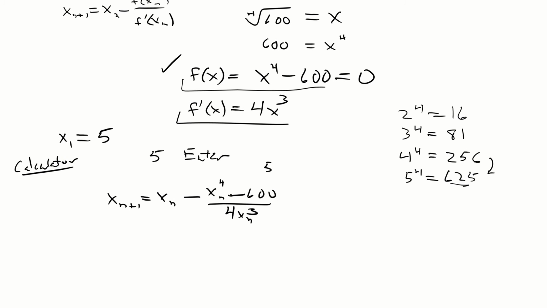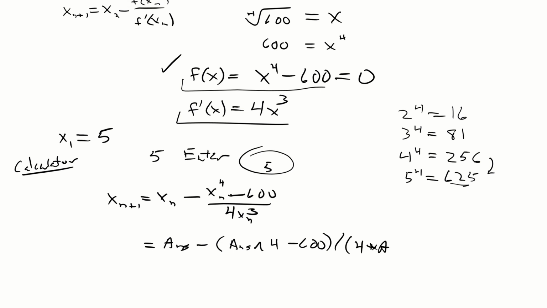So for me, since I already put 5 in the calculator, I'm going to hit shift and answer. Minus, and then I'm going to use parentheses. Answer up caret 4 minus 600, divided by parentheses 4 times answer to the third. So that's an up caret right there. Okay. And I hit enter. And this will play our x2, because x1 I put in as 5 already. When I did that, what I got was roughly 4.95.